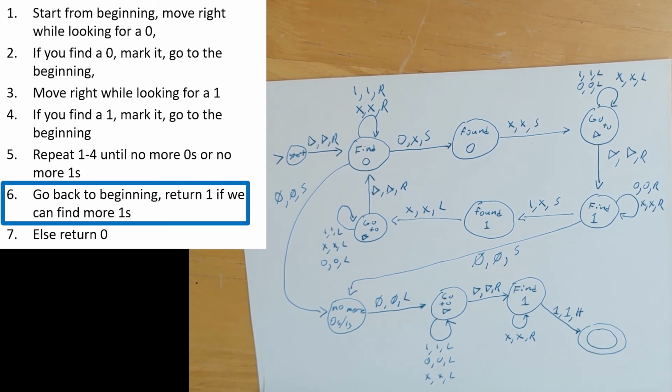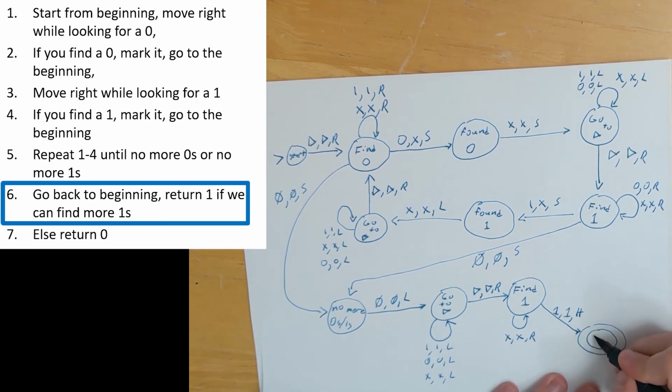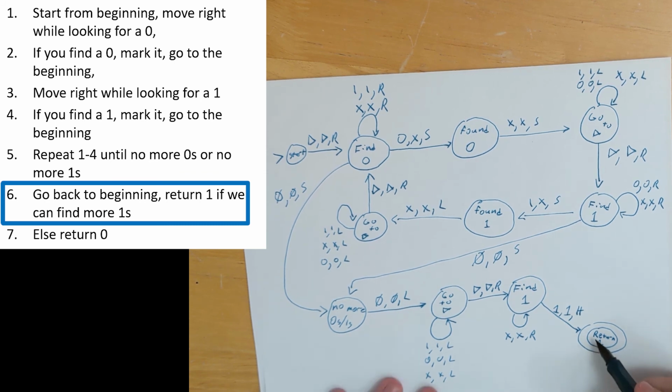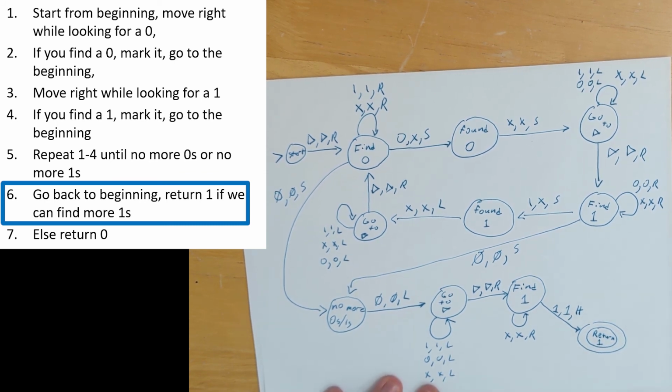So I'm going to halt and go to this now accepting state, which is going to tell us to return a 1. So this H says that our machine is going to halt. We're not going to make any more transitions in our machine at all. And we're going to return a 1 because we are in a final state or an accepting state.